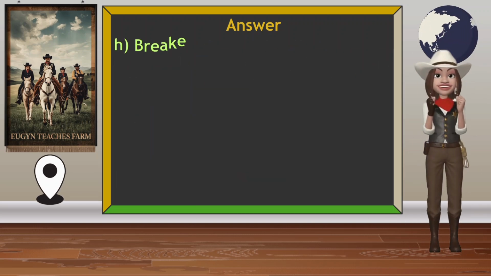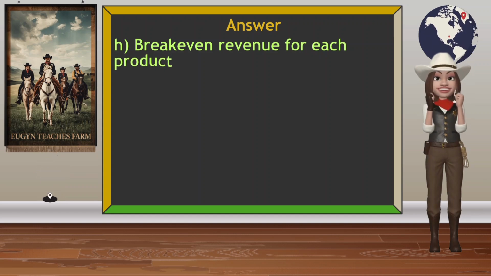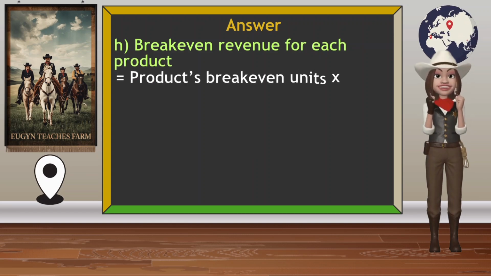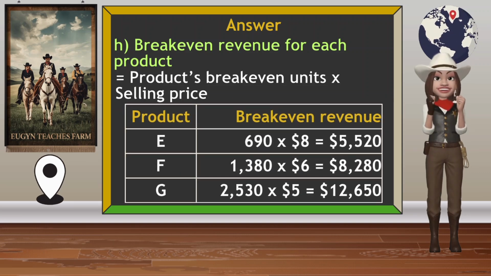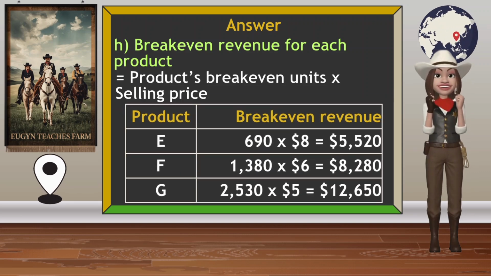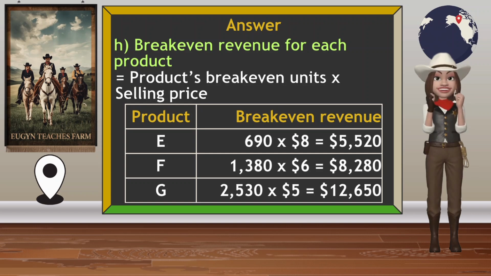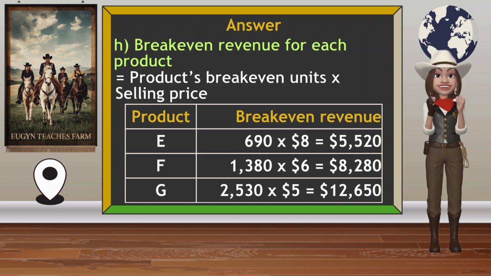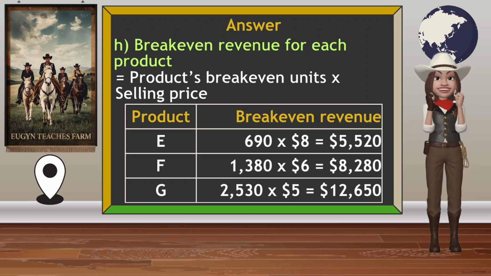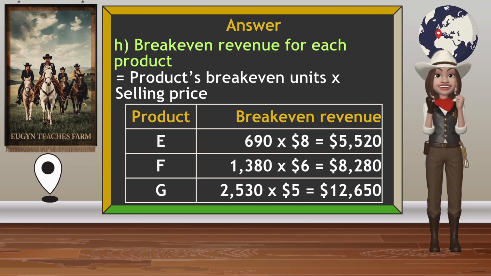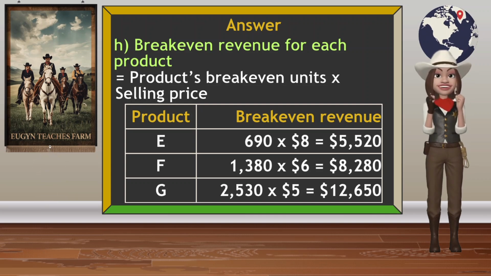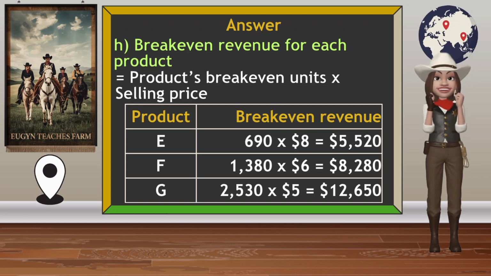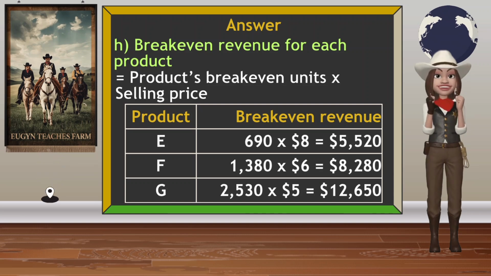To calculate the break-even revenue for each product, we take the break-even units for that product times the selling price for the product. For E, we'll multiply 690 by $8. F will multiply 1,380 by $6. And G will multiply 2,530 by $5. That gives us break-even revenues of $5,520 for E, $8,280 for F, and $12,650 for G.